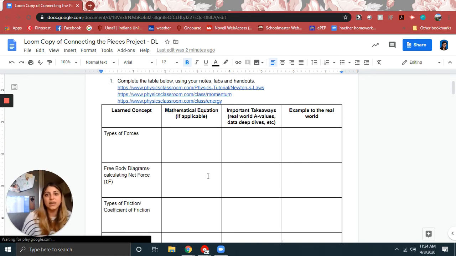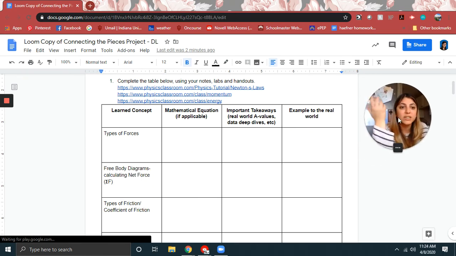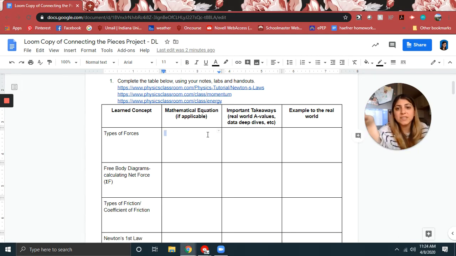As you can see, there are a couple of different resources that we've included for all of you in case you didn't have a chance to bring home your notes or your materials from physics. We have some stuff from Physics Classroom that you can go through to remind yourself of all these concepts we've gone through. So for example, types of forces, a mathematical equation. There isn't a mathematical equation when we started talking about the types of forces, but in the important takeaways, that might be where I put down that we know about the force of friction.